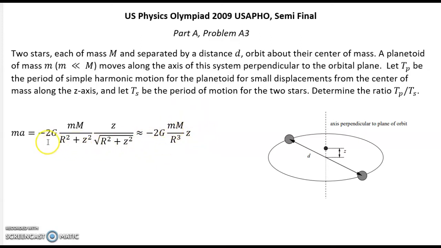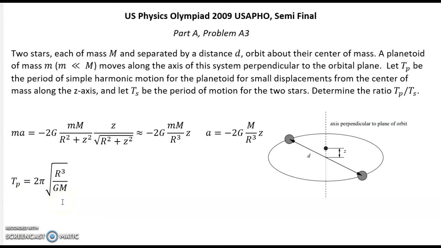Now we can cancel small m, and we have this expression. Acceleration equals negative 2G big M over r cubed multiplied by displacement z. But this is exactly the equation for harmonic oscillations, and we know that in this case the coefficient before z is omega squared. So we can just write the expression for the period Tp. That will be this expression for the period of oscillation.